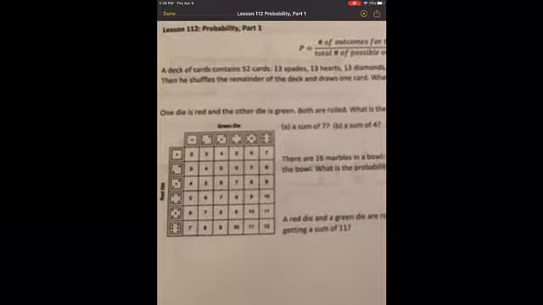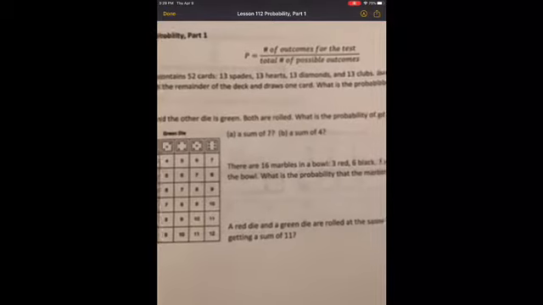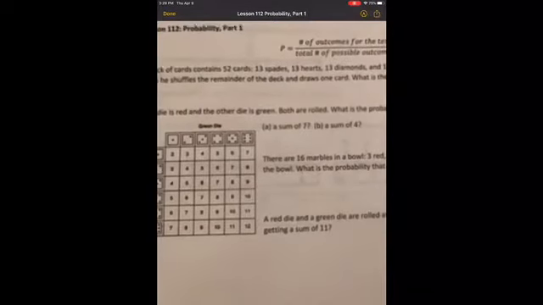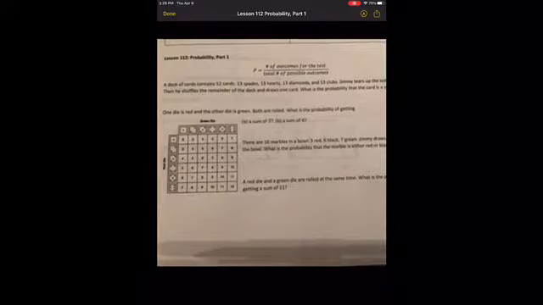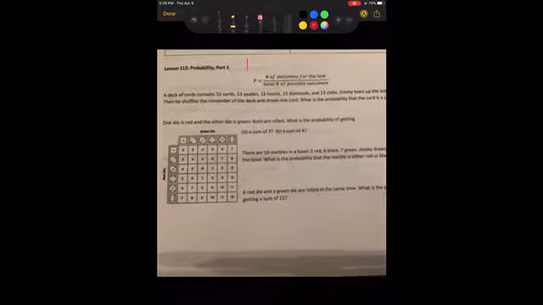Okay, lesson 112 is about probability, and this is just part 1. All right, so probability is the likelihood of something occurring. So if something is more probable, the probability will be closer to 1, and if it's less probable, it'll be closer to 0. All probabilities range between 1 and 0.